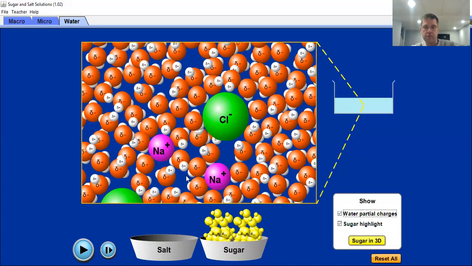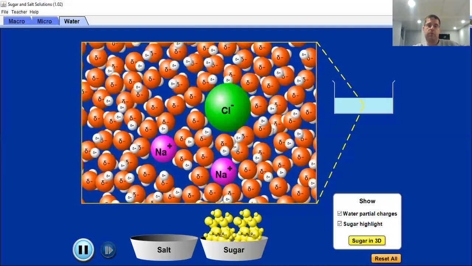Take a look at the charges. Now, again, I guess it's hard to do this. But again, the positive Na is going to be surrounded by the negative ends of the water. And the chloride ions are going to be surrounded by the positive hydrogens of the water. So you see how that dissociates right there. Okay. So play that. There it goes.